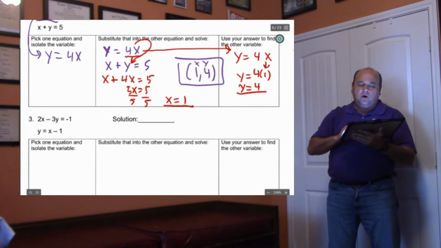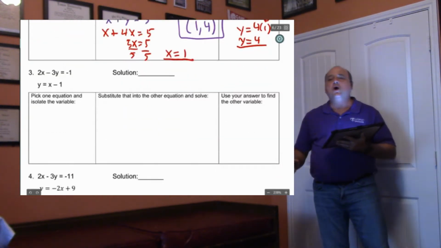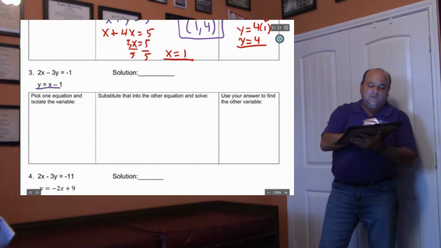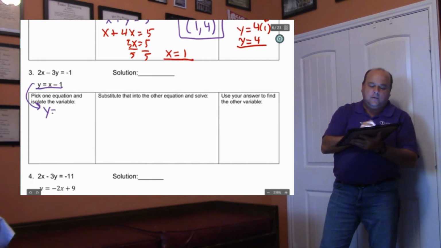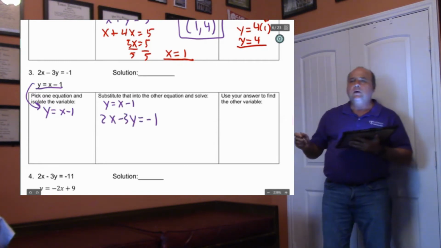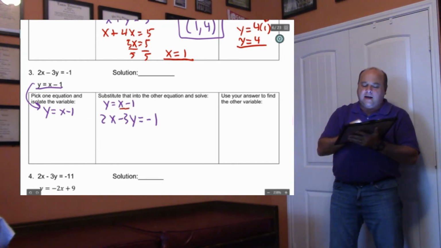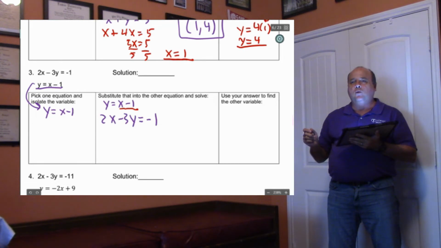Let's keep going. Number 3. Oh, let's put the solution right here. 1, 4. So let's go to the next one. Okay, on the next one, this equation is solved for y. Now then, write down both of them. Y equals x minus 1, and write down 2x minus 3y equals negative 1. And then underline what your y is equal to. My y is equal to x minus 1.